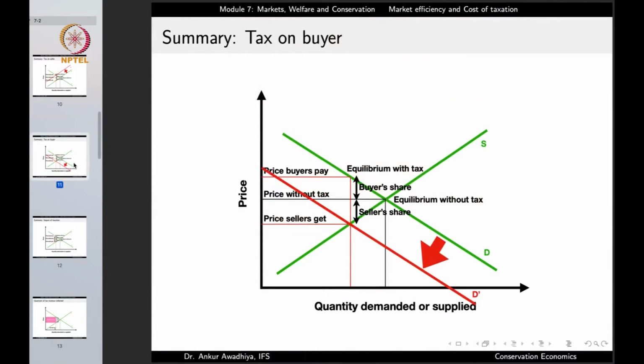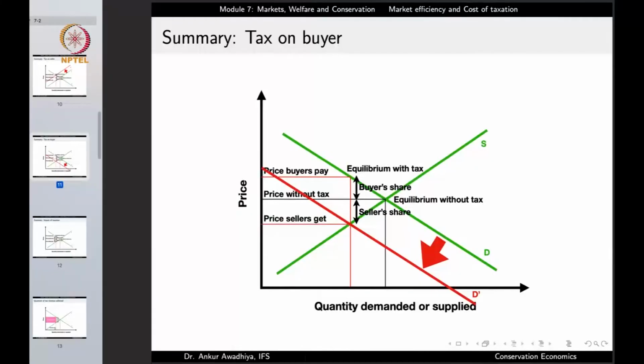On the other hand, when a tax is imposed only on the buyer, what the government is saying now is that we are not going to tax the sellers, but whenever the buyer buys this pen, he will have to pay 50 paise. Now what happens? When the cost of the product increases, that will lead to a shift in the demand curve to the left. So this is the original demand curve, this is the new demand curve. Now, because the tax is being imposed only on the buyers, we are seeing a shift only in the demand curve and there is no shift in the supply curve.